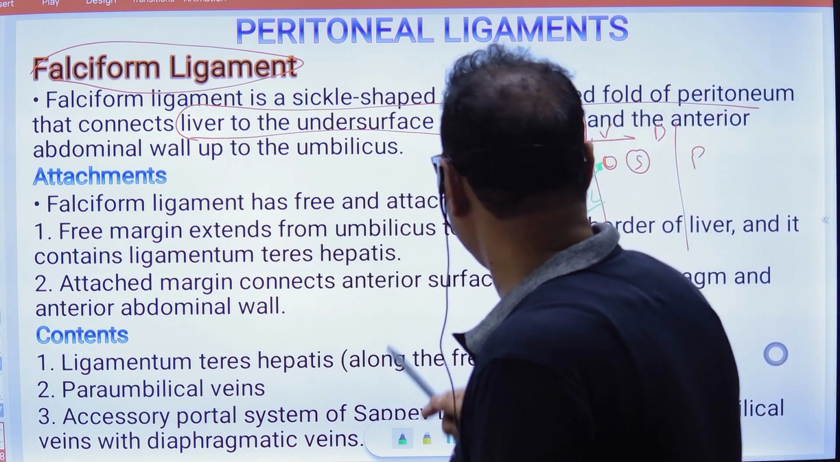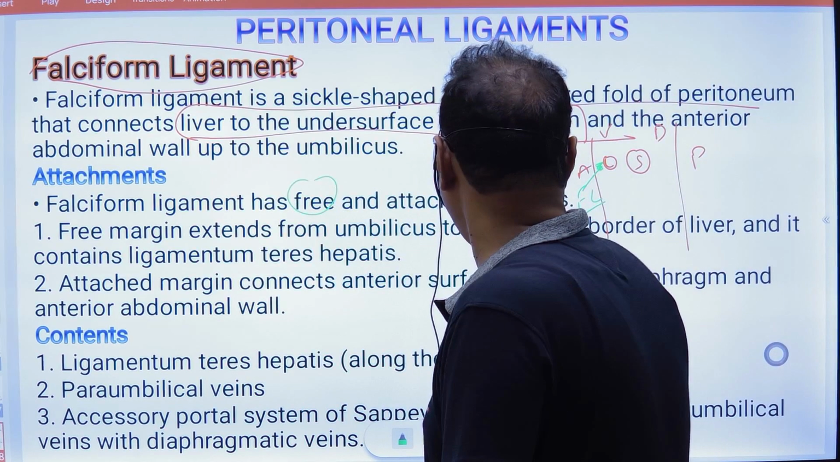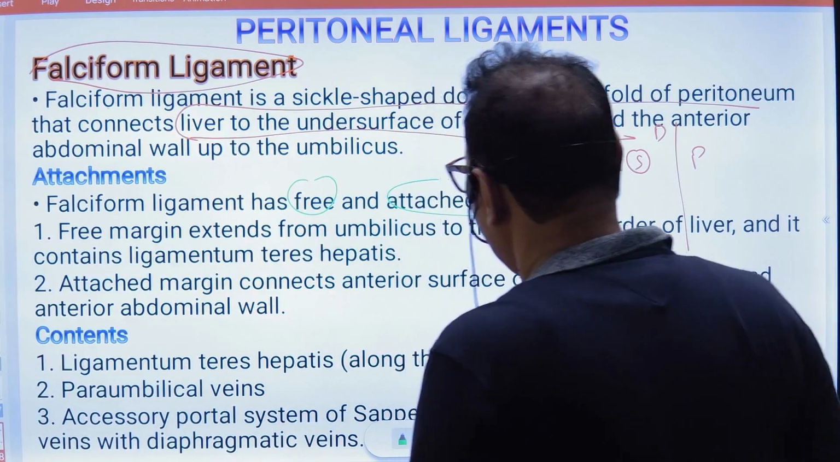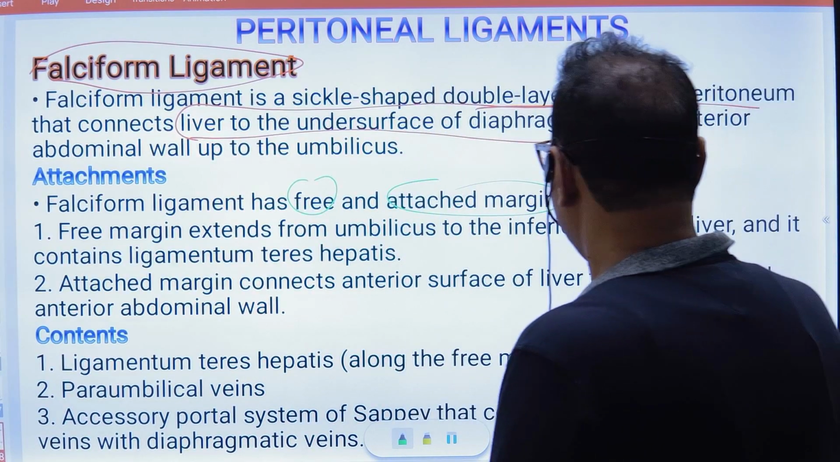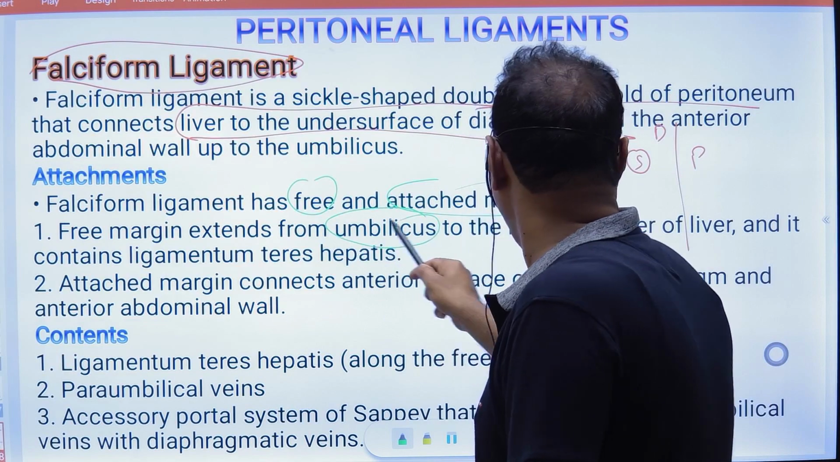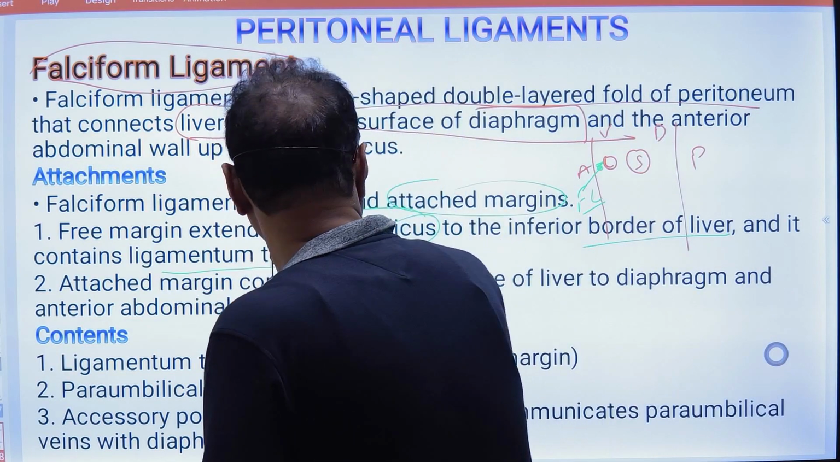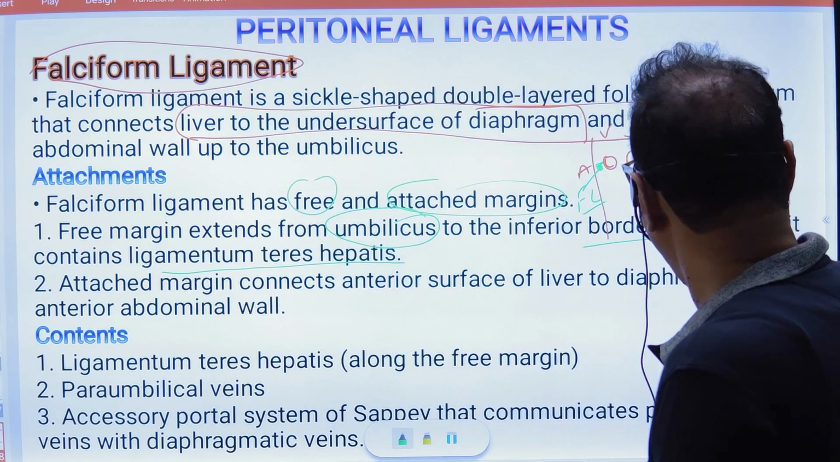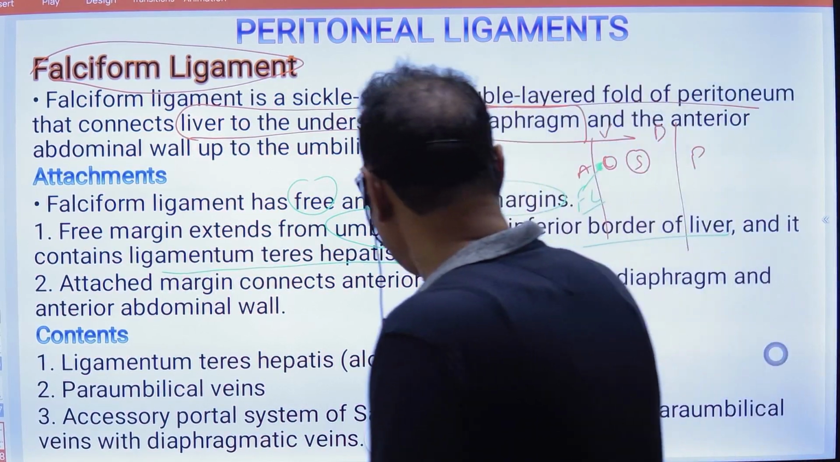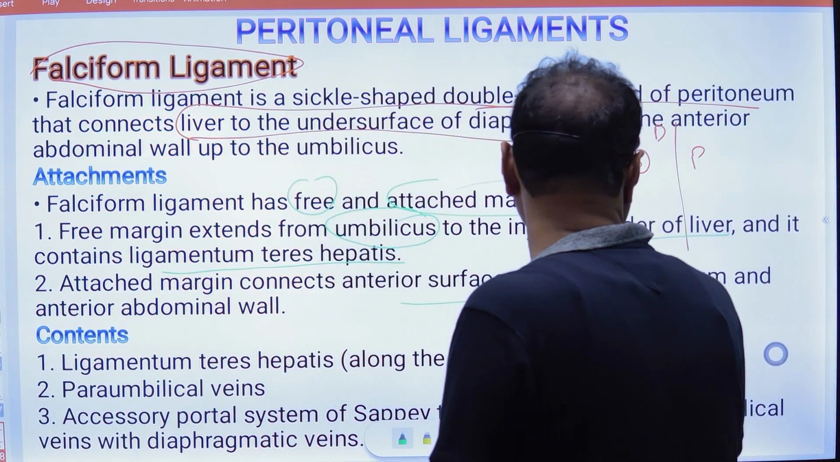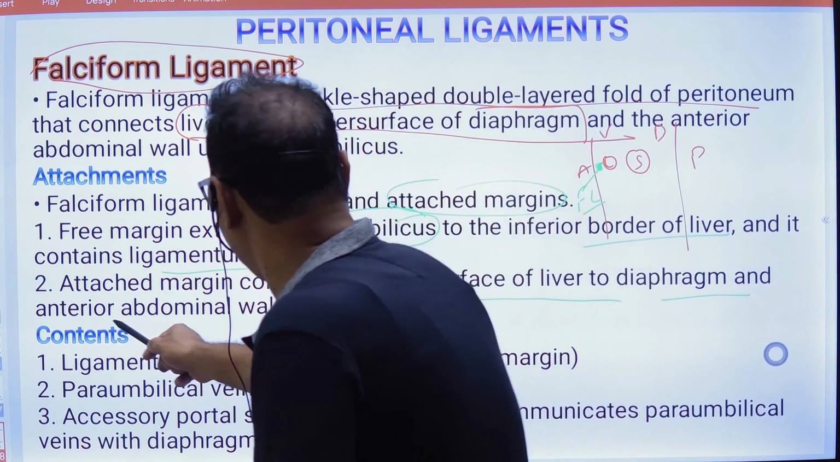It has a free margin and an attached margin. The free margin extends from the umbilicus to the inferior border of the liver and contains the ligamentum teres hepatis. And the attached margin connects the anterior surface of the liver to the diaphragm and anterior abdominal wall.